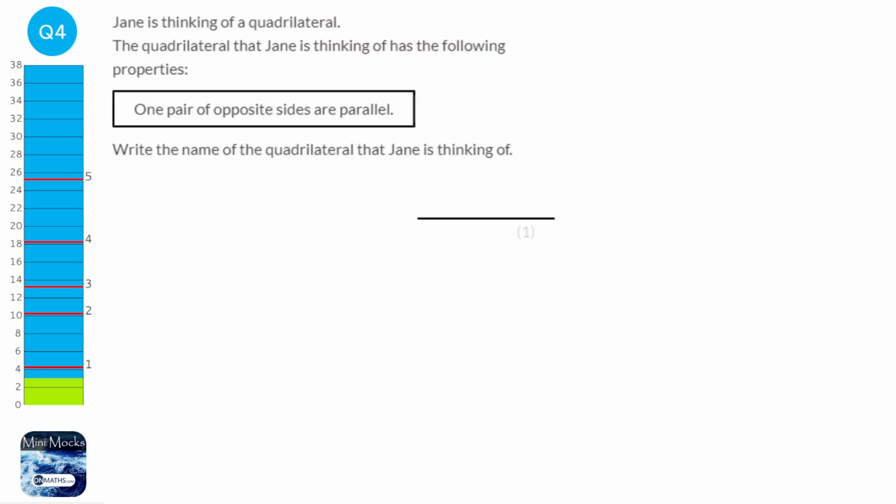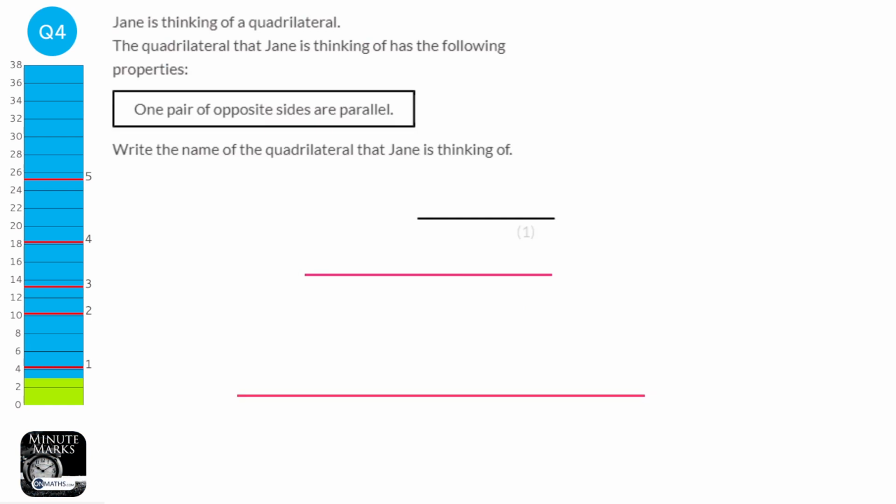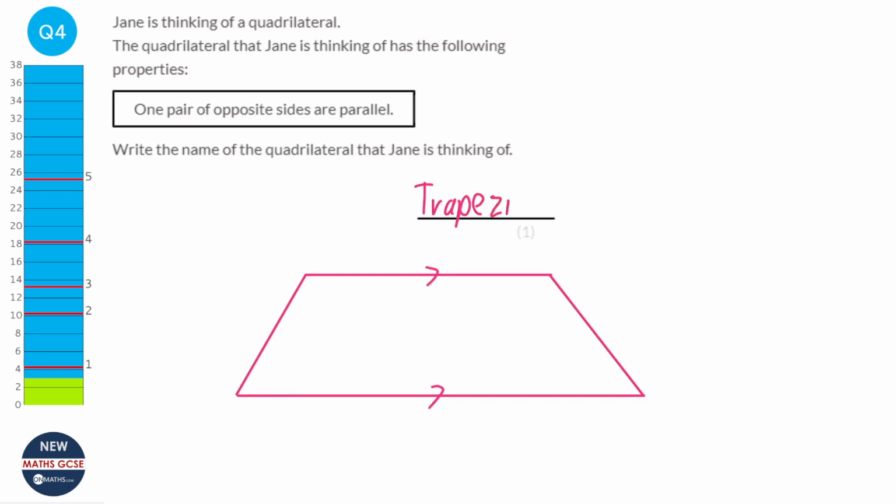If we tried to draw a quadrilateral with a pair of parallel sides, and then join them up so it's got 4 sides, then the shape we draw will always be a trapezium. So our answer is that it is a trapezium.